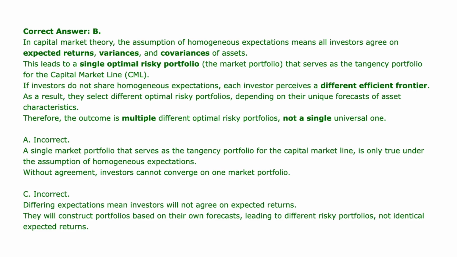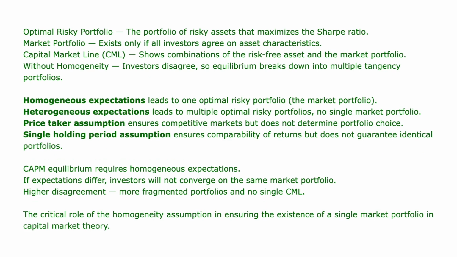Option C, differing expectations mean investors disagree on expected returns, so they cannot have identical expected returns. CAPM equilibrium requires homogeneous expectations. Without it, no single market portfolio, or CML, exists, only fragmented portfolios based on individual forecasts.